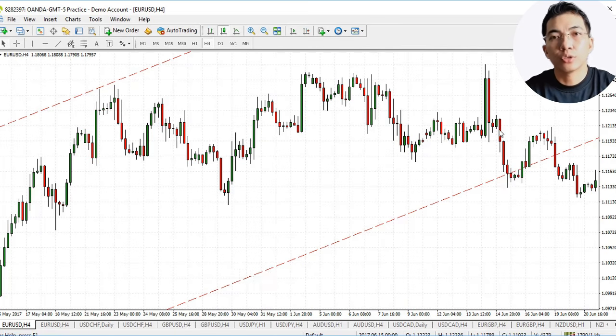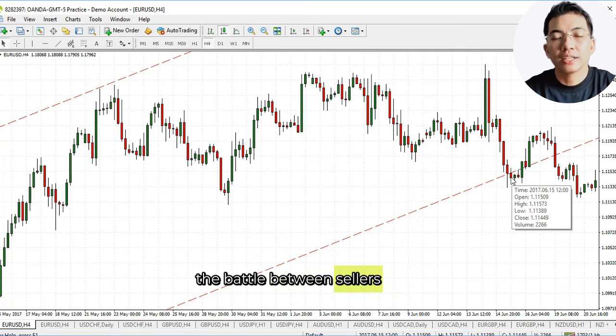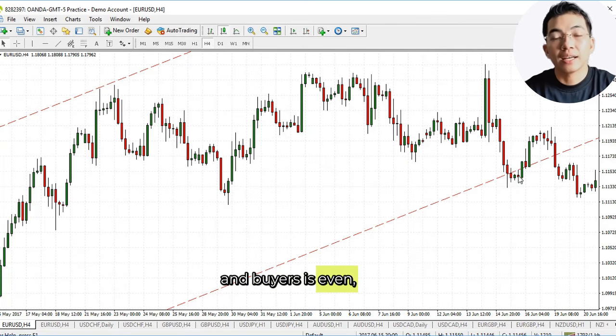So there are two long red candles and we have another red candlestick on the line. For now there's no clear signal to buy the currency pair. Even going on, we have 3 small candles, so we can imagine that the market is taking a breath and the battle between sellers and buyers is even, and they are preparing the next move.